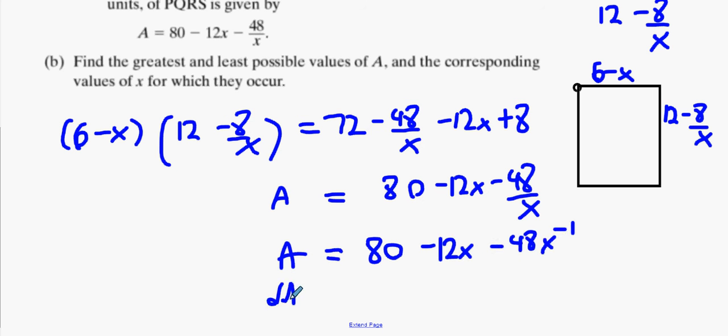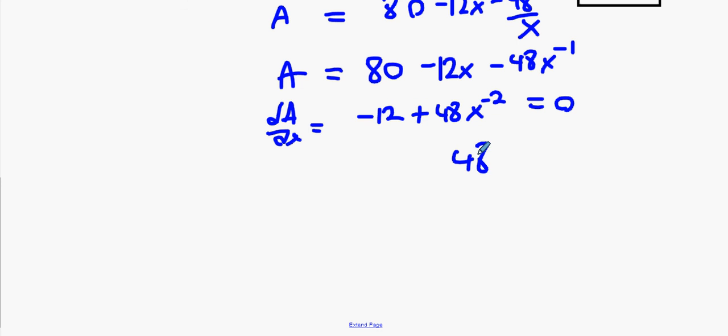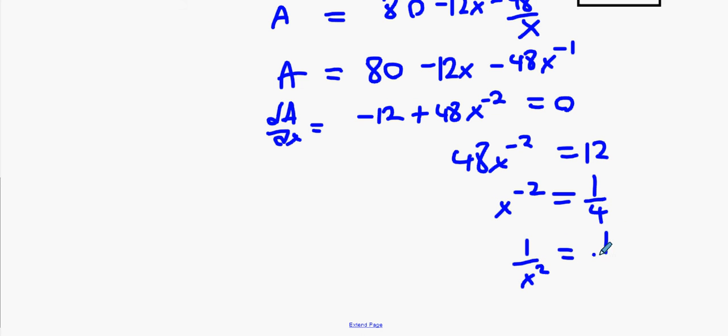So we do the first derivative. 80 drops, minus 12 stays in. Multiply minus 1 by minus 48 to get plus 48 x to the minus 2. You know that the slope has to equal 0. 48 x to the minus 2 equals 12. x to the minus 2 has to equal a quarter. And then technically 1 over x squared equals 1 over 4. This implies that x squared equals 4. And x equals what two values? x will equal plus or minus 2.